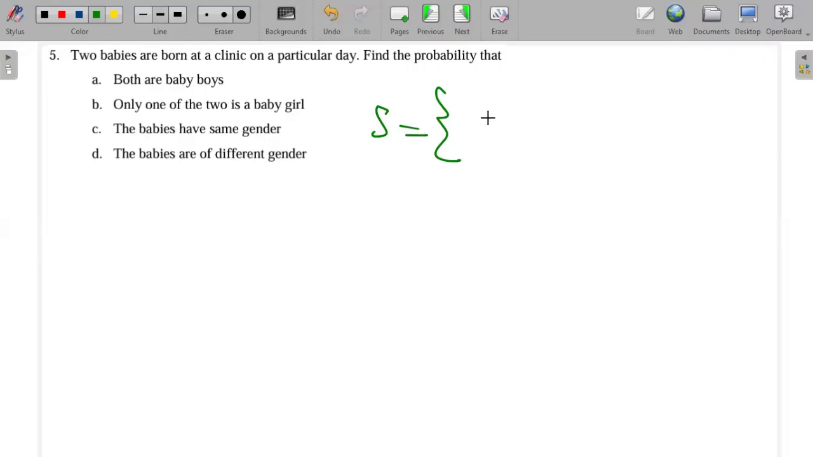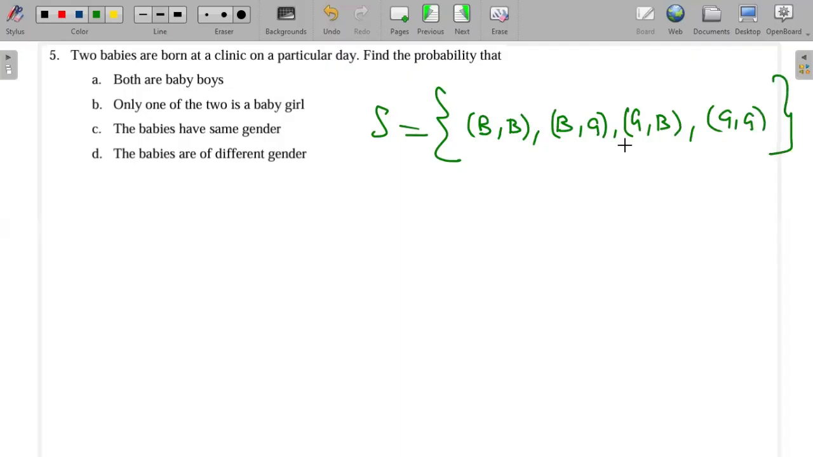It can be that the two babies that I'm selecting are both boys. In fact, I should be representing these as pairs. It can be that I select a boy and then a boy again. Or I can select a boy and then a girl. Or it can be that my first selection was a girl and then I select a boy. Or it can be that I select a girl and then a girl again, like this. So this is my sample space, the total number of possible outcomes.